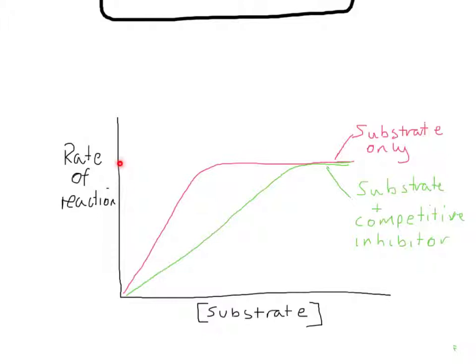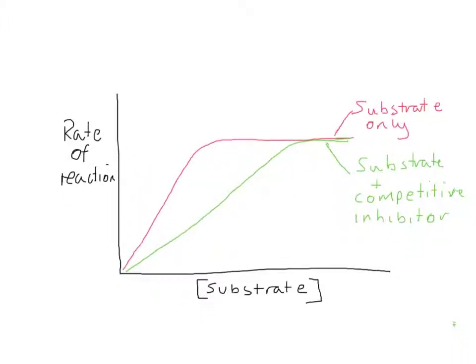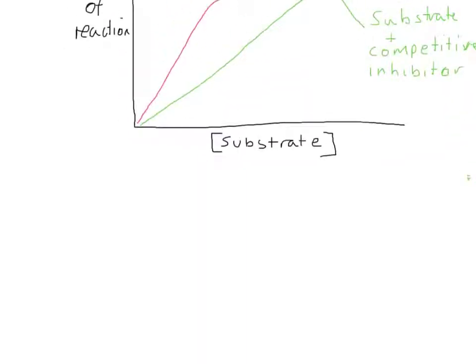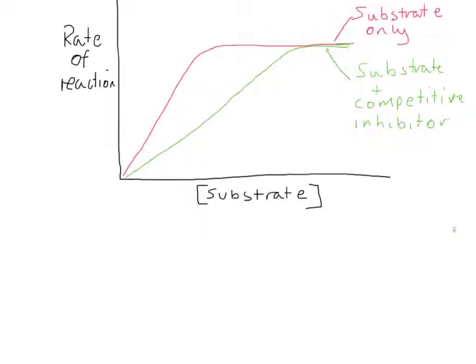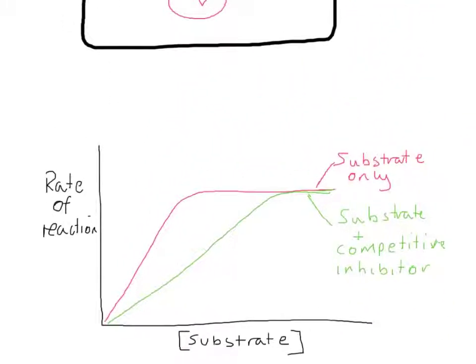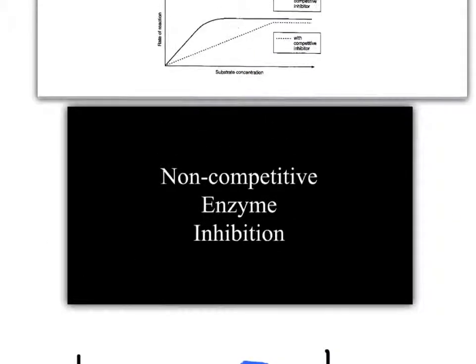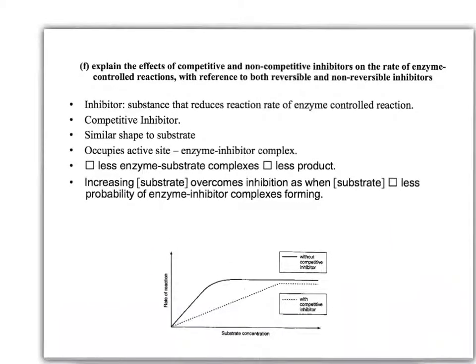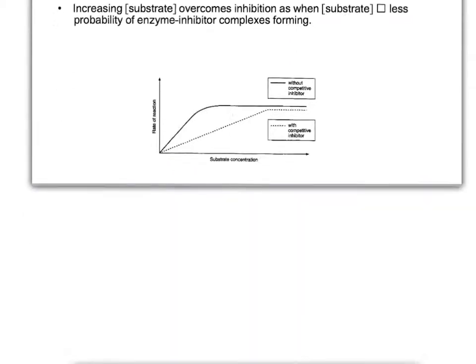Now the other thing that this slide requires you to know is the difference between reversible and irreversible inhibitors. If I go back to the top here, it says with reference to both reversible and non-reversible inhibitors. This basically means that I can illustrate this below.